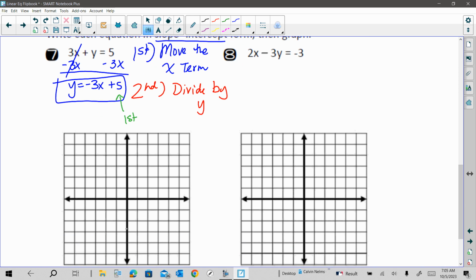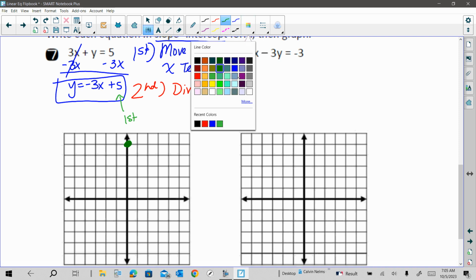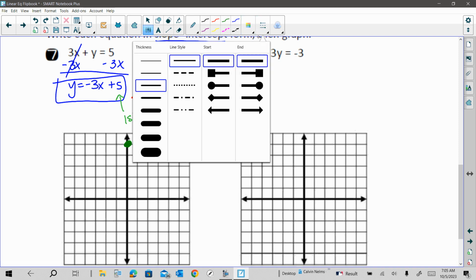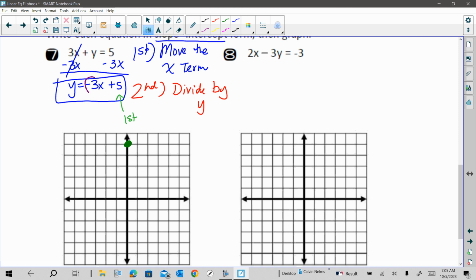So on the y-axis, we're going to plot a point at 5. So there's our point. And then we want to use our slope second. Your slope is just the number in front of x. So I want to use that slope of -3 to get another point. So that means my m is -3/1.